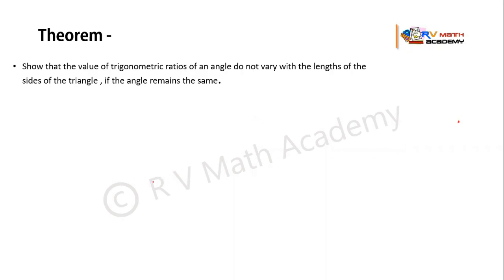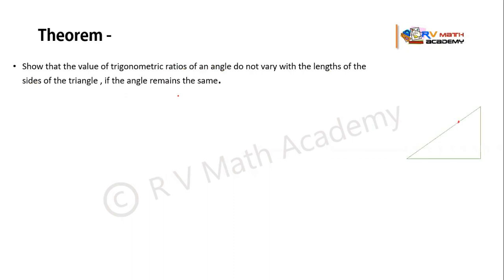Now there is a theorem which shows that the trigonometric ratios of an angle do not depend on the size of the triangle. They only depend on the angle. See, the theorem shows that the value of trigonometric ratios of an angle do not vary with the length of the sides of the triangle if the angle remains the same.